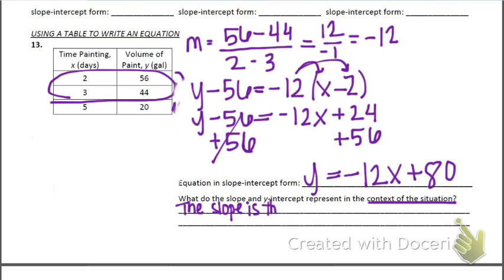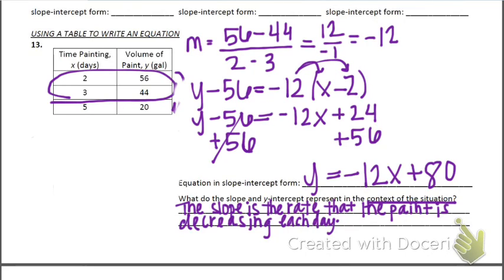So the slope is the rate that the paint is decreasing. What's our measurement of time? Days, so each day. Okay, so it's your unit rate, right? What does the 80 mean? So it says that I'm decreasing by 12 gallons every day.